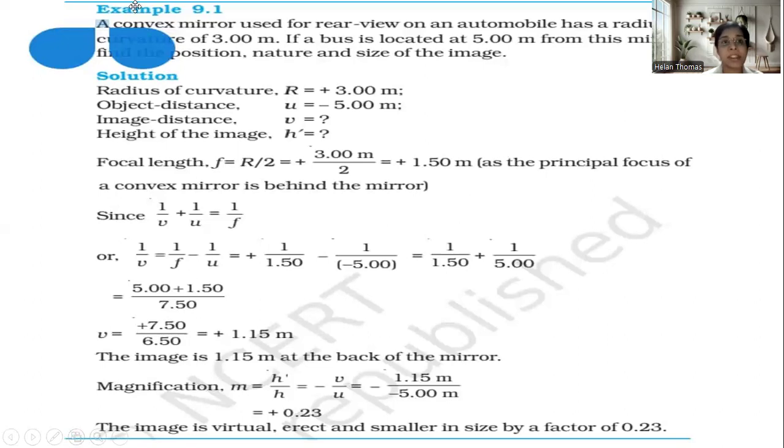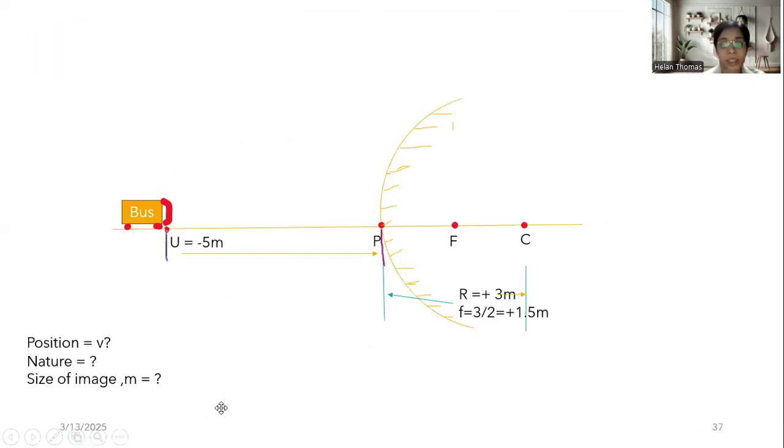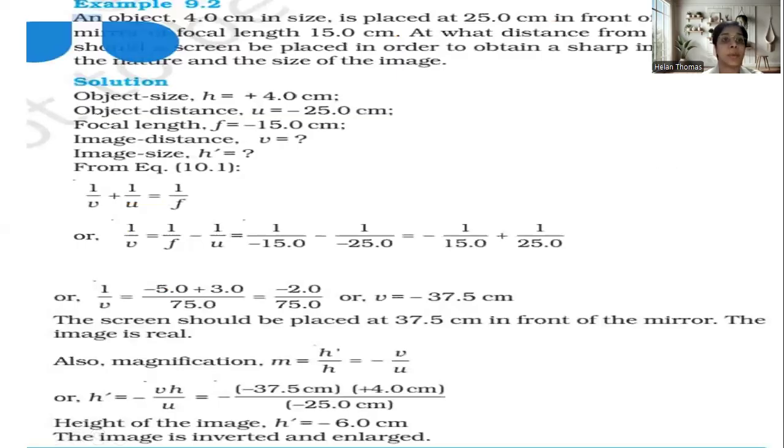So the given statements, this is your approach. Given statements, your method of solving the equation, the method of arriving at the answer, substituting the formula, and your concluding statements. All these steps do carry marks. The next one, example 9.2.